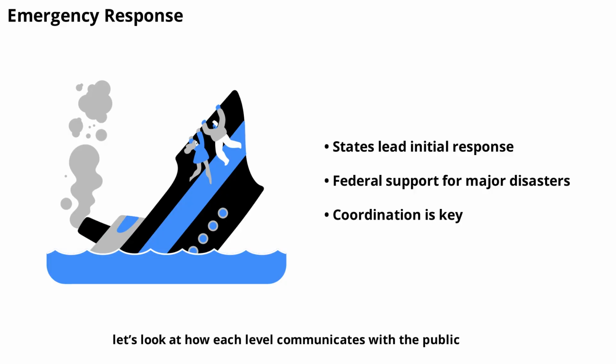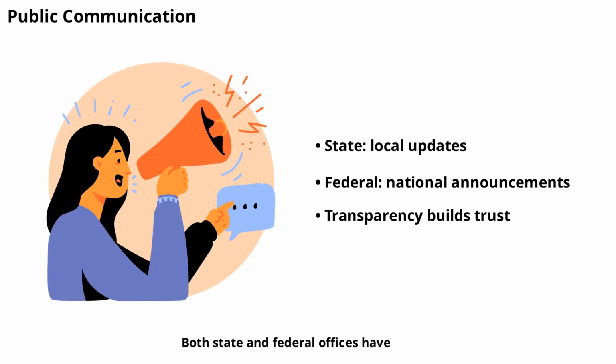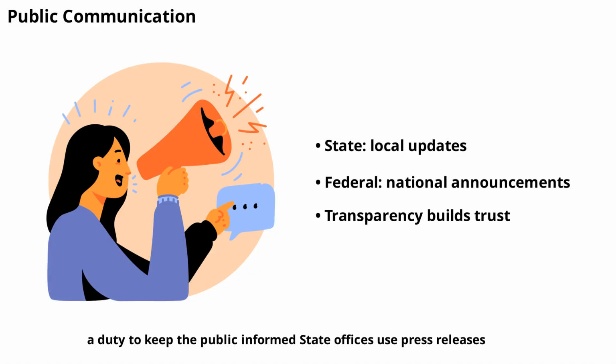Next, let's look at how each level communicates with the public. Both state and federal offices have a duty to keep the public informed. State offices use press releases, social media, and public meetings to share information about local issues. Federal offices communicate about national policies, emergencies, and new laws. Clear communication helps build trust and ensures that citizens know where to get help or information.